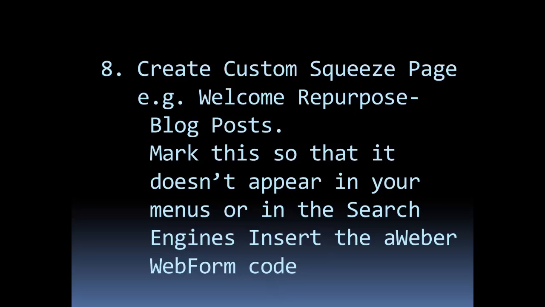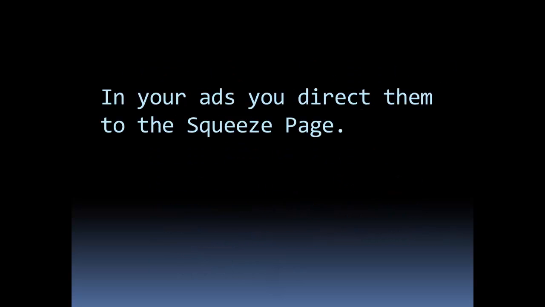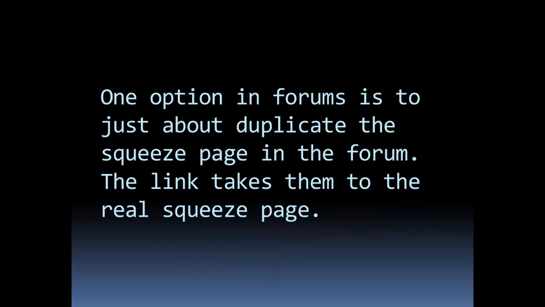So you're going to create your custom squeeze page. You're going to mark it so it doesn't appear in your menus or in the search engines, and you're going to insert the Aweber web form code into the squeeze page. In your ads, you'll direct them to the squeeze page. And one option in the forums is to just about duplicate the squeeze page.